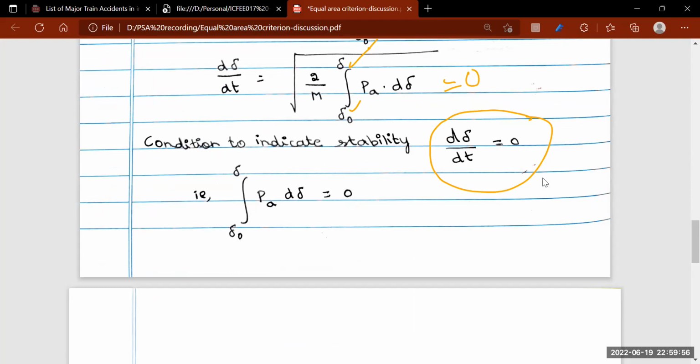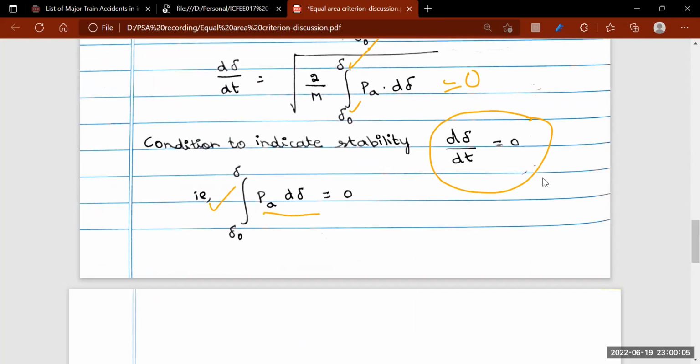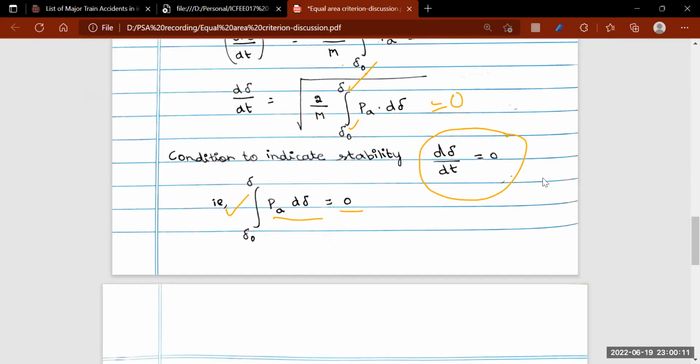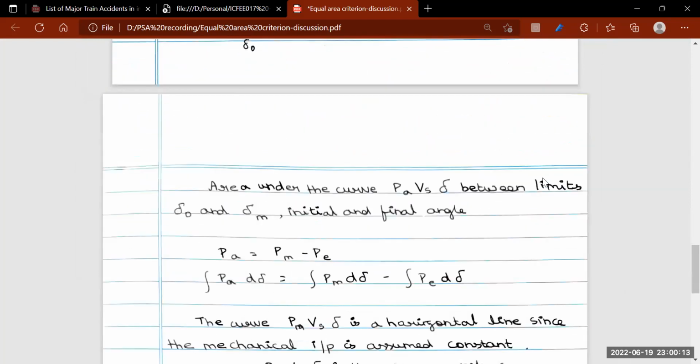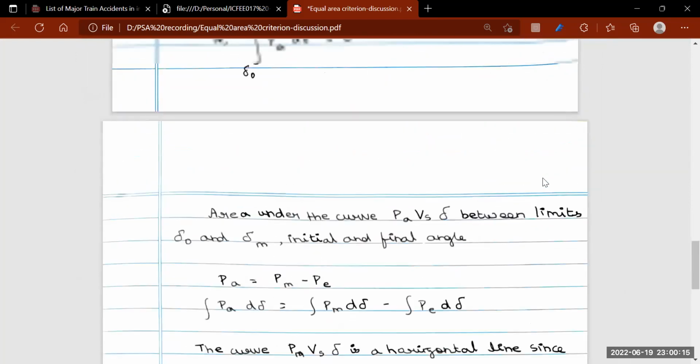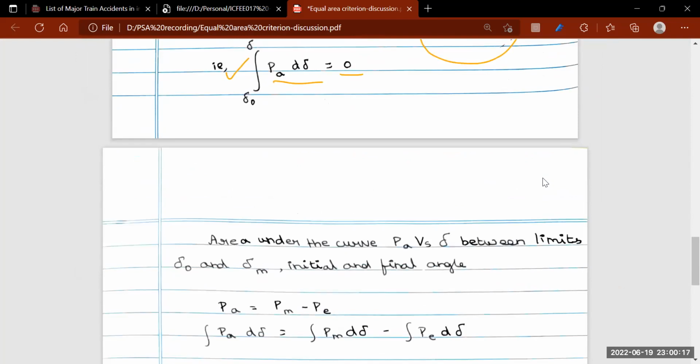So inside the square root, if you want to make that dδ/dt equal to 0, the integral from δ naught to δ of PA dδ must equal 0. This is the condition. Now this PA I can substitute as PM minus PE. So what does this integration actually mean?